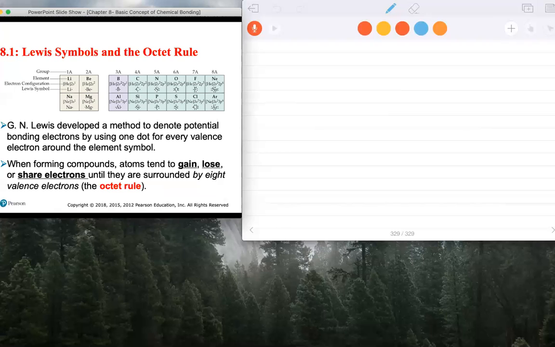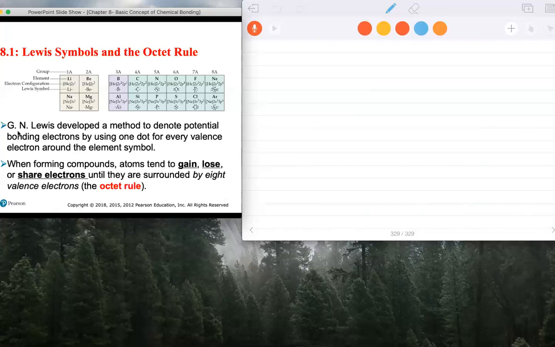Now let's move on to 8.1, Lewis symbol and the octet rule. Who was Lewis, by the way? Gilbert Newton Lewis, G.N. He was an American chemist born in the state of Massachusetts, and he's credited for different theories and principles in chemistry. One of them is what you already know, the photon. We talked about the photon a while back in chapter 5. He is the person who proposed the photon.